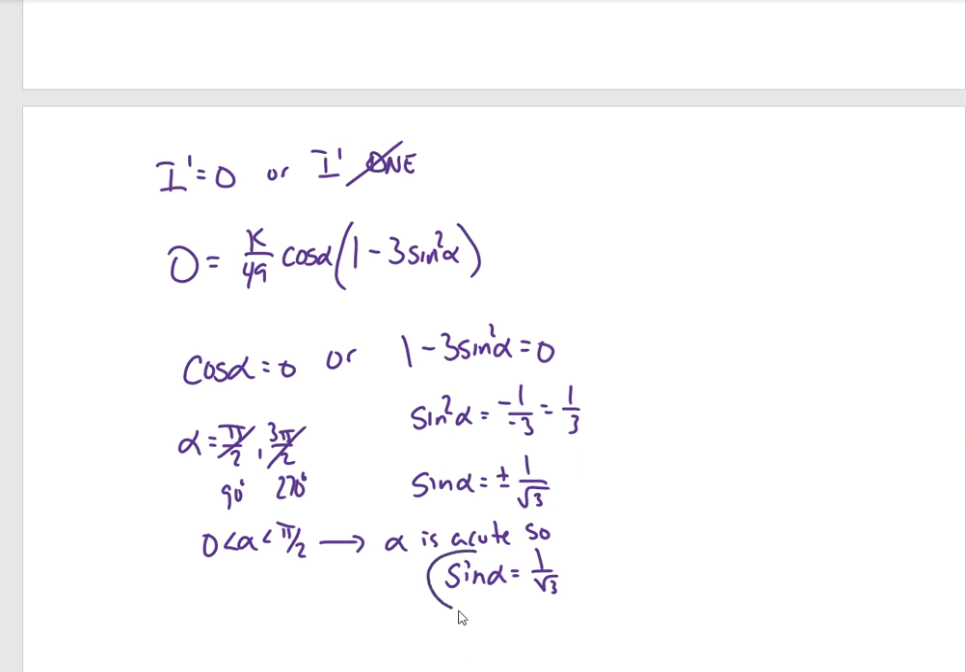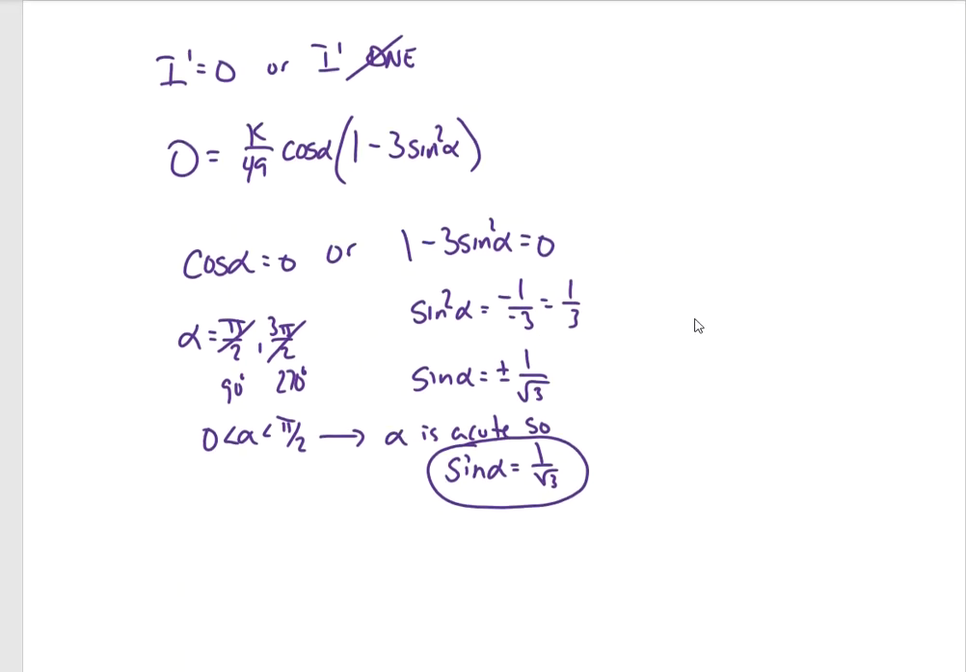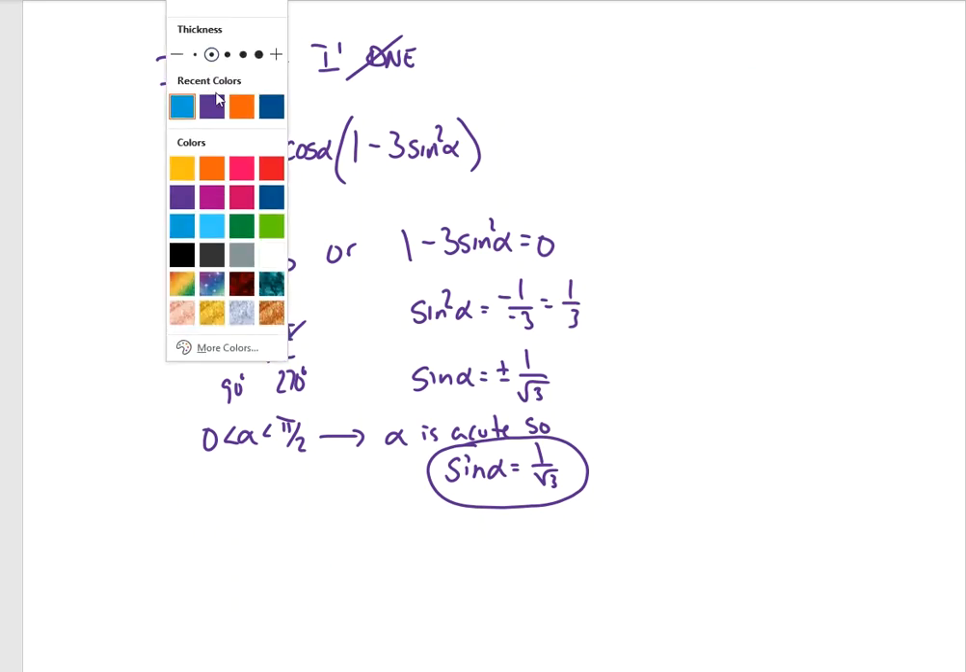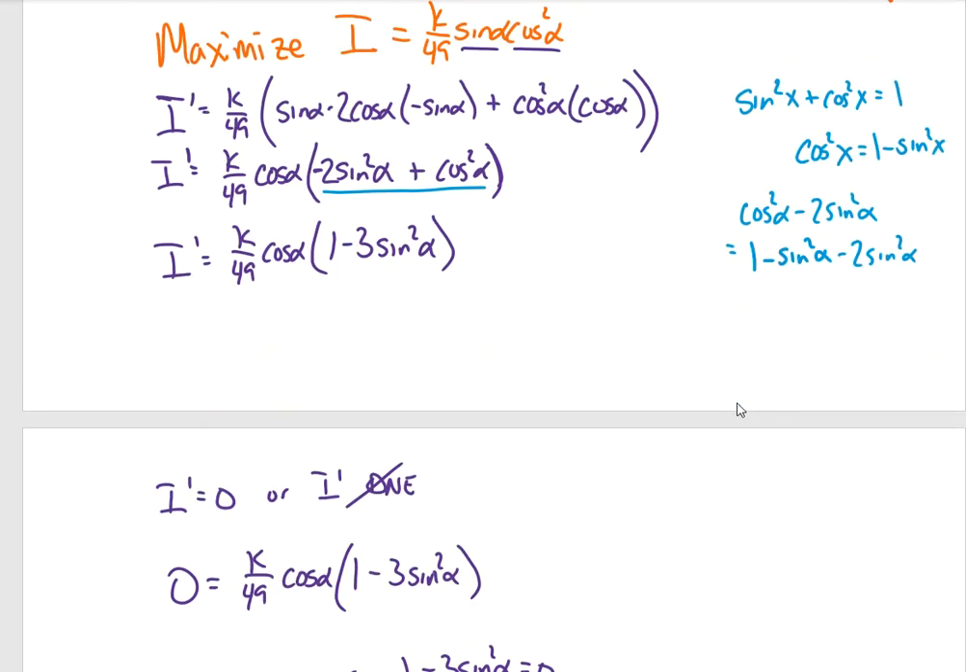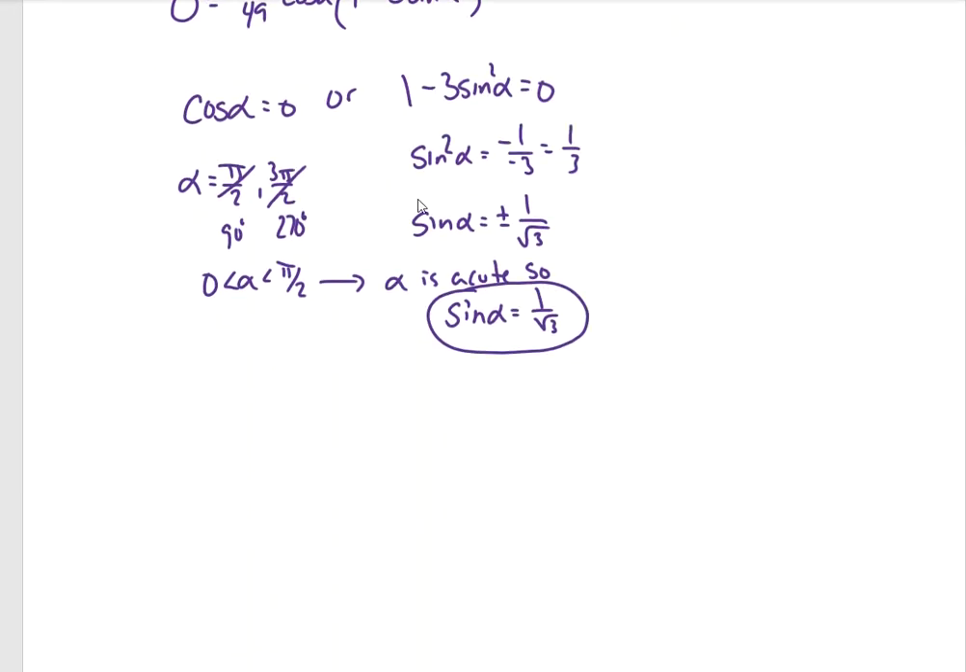Now, this is the only information that we have. We don't know what alpha is, but we know about the sine of alpha. And let's check it. If we know what sine of alpha is, we also know what cosine of alpha is. If I have any angle in quadrant 1, so that the sine of that angle, opposite over hypotenuse, is 1 over square root of 3, I can find my x value.